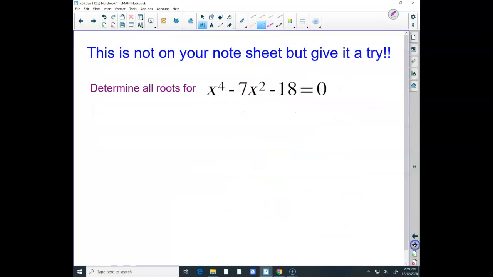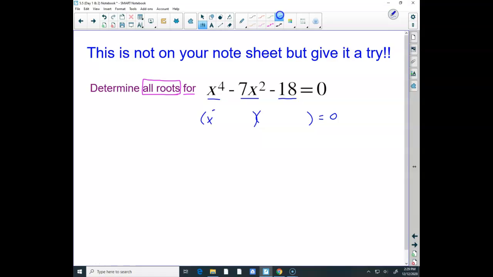Woo-hoo! Okay, last one. I know this is not in your note sheet, but give it a try. Determine all the roots for this. Don't fall into the trap of, oh, I got to do P's and Q's. This is quadratic form, ladies and gentlemen, which means it just might factor nicely.